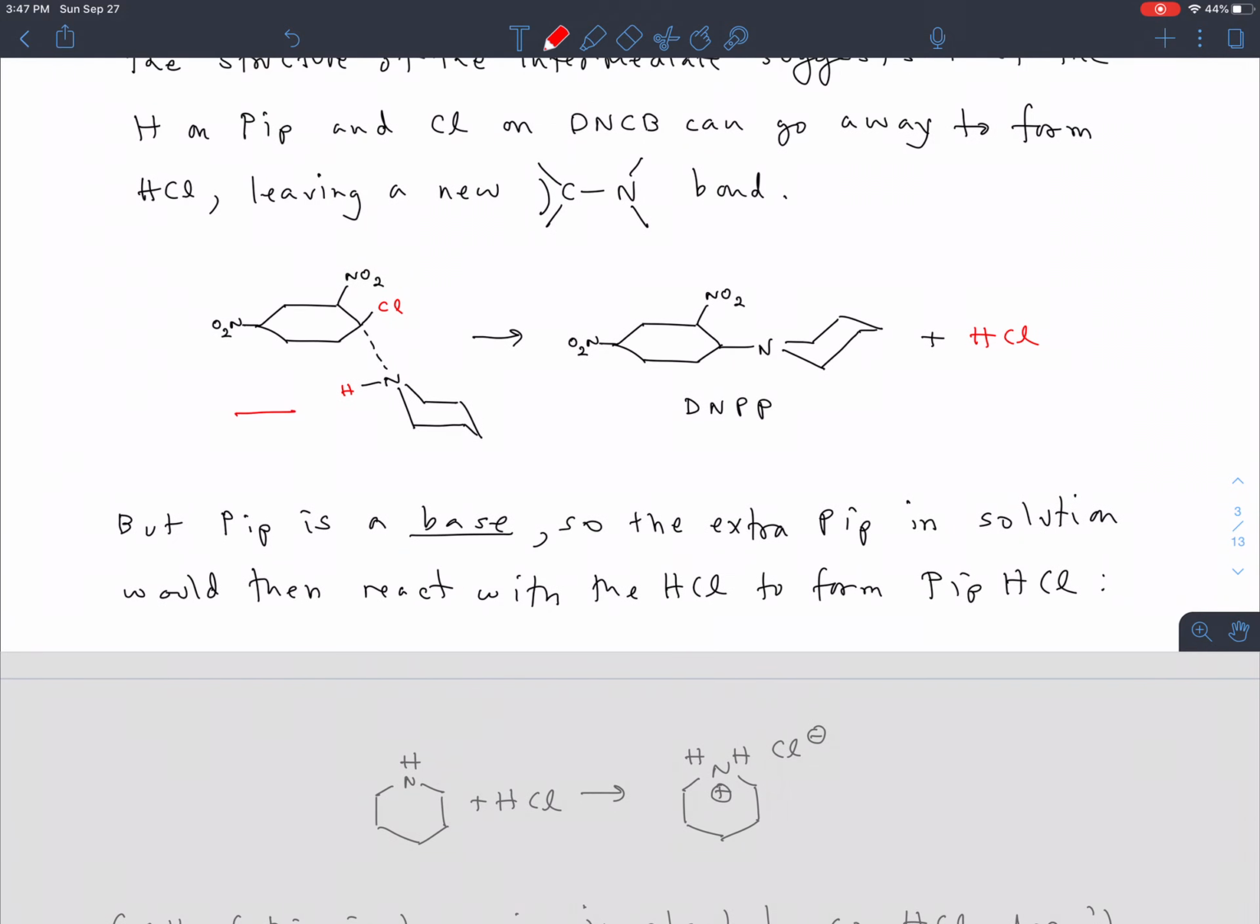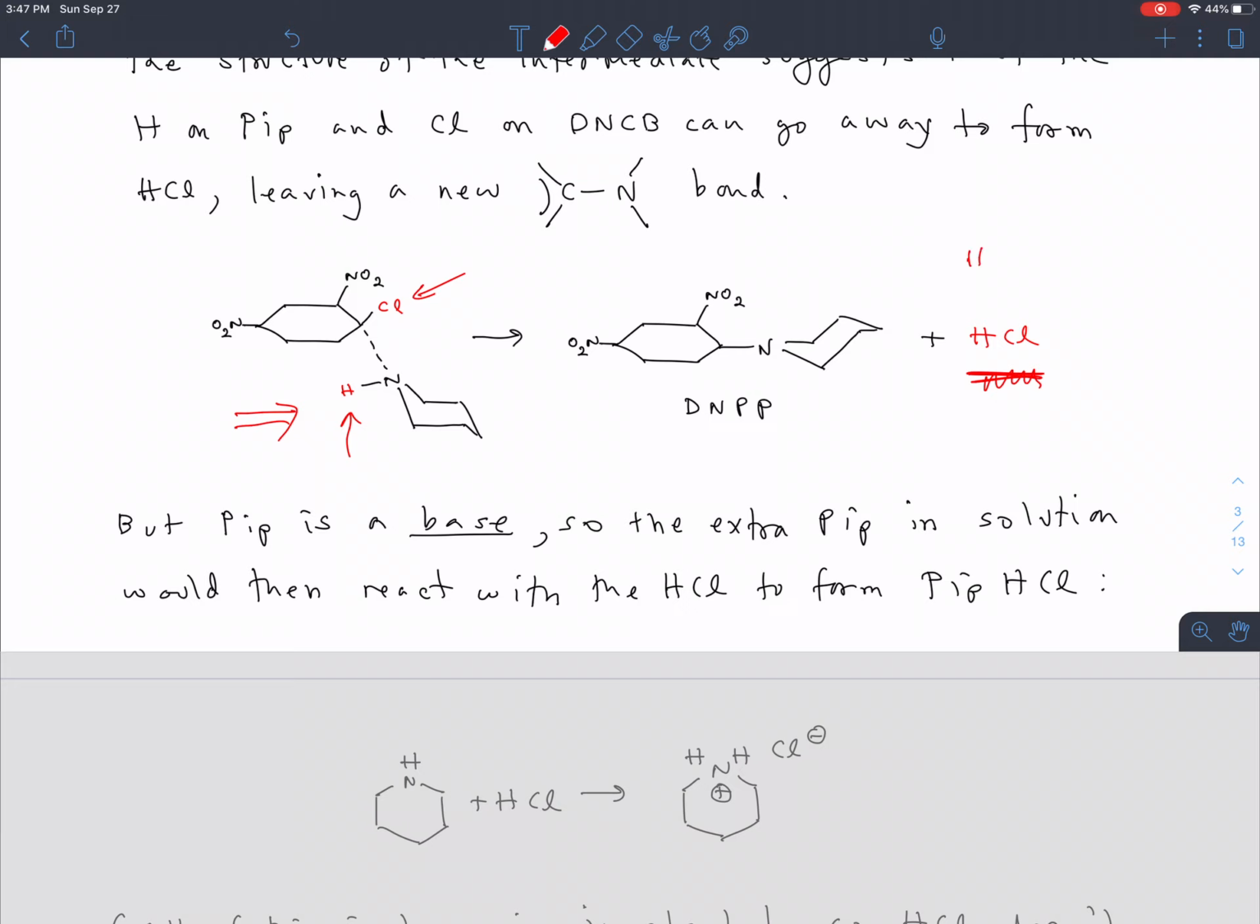Well, if this is the intermediate, we notice that this atom and that atom, if they were to break their bonds and come off, could form a nice stable HCl molecule. And remember that this is all happening in organic solvent. It's not happening in water. So this HCl molecule doesn't come apart very much anyway, like it would in water. It stays as an HCl molecule.